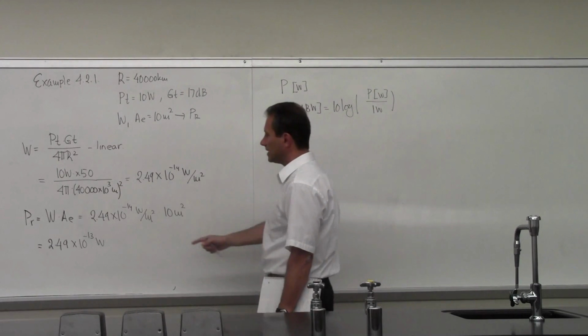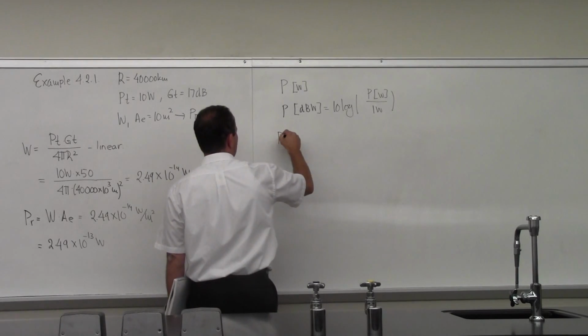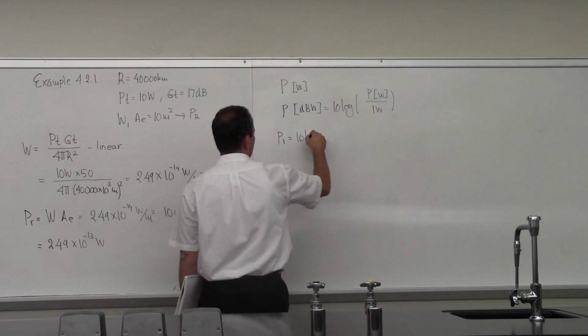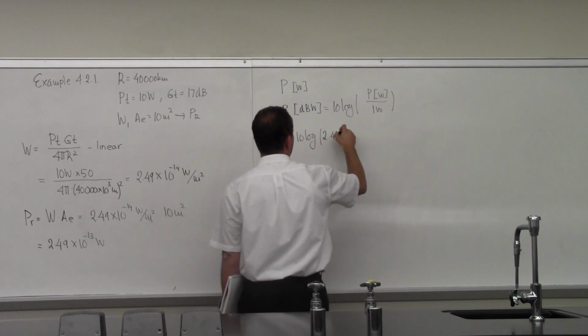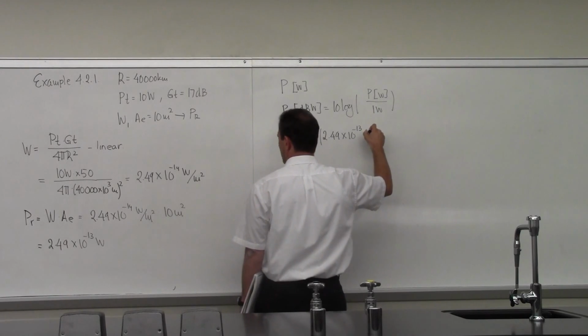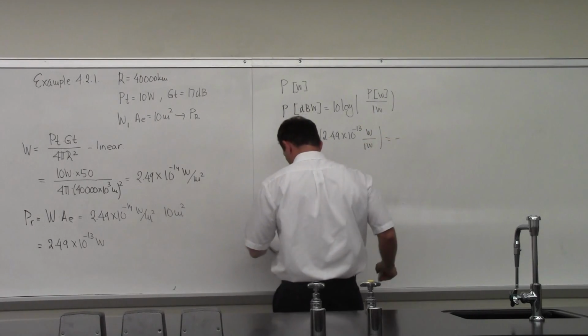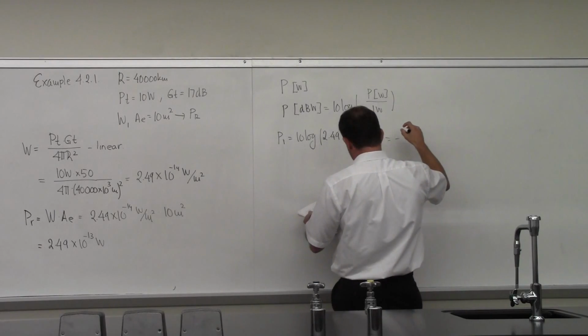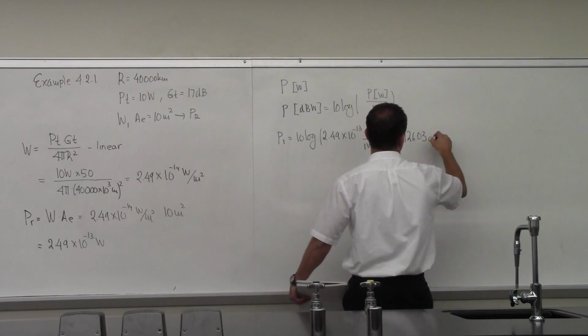So if I want to express this particular power in dBW, my received power is going to be 10 log of 2.49 times 10 to the minus 13 watts divided by 1 watt, which gives you minus 126.03 dBW.